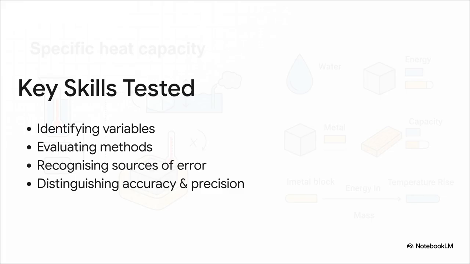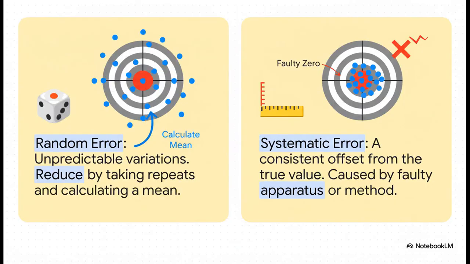Can you tell your independent from your dependent variable? Can you look at a method and say whether it's actually a fair test? And, crucially, can you spot what might go wrong, the errors, and suggest how to fix them? Nailing this stuff is the key to those higher level marks. A huge part of this is getting your head around errors.